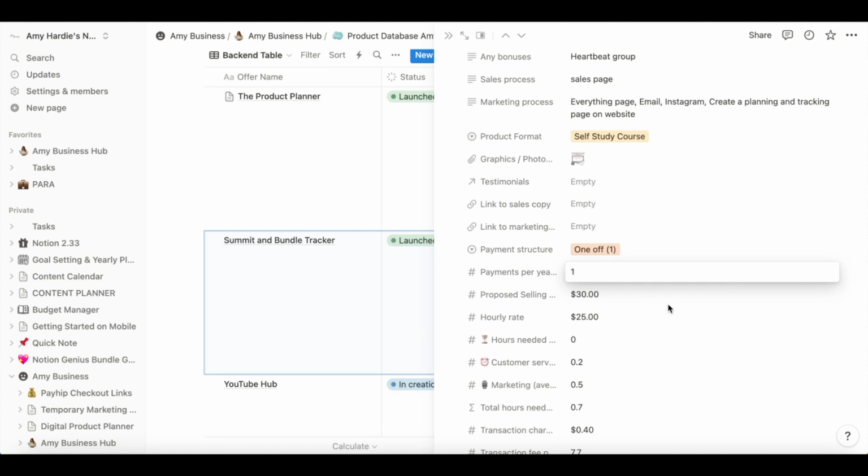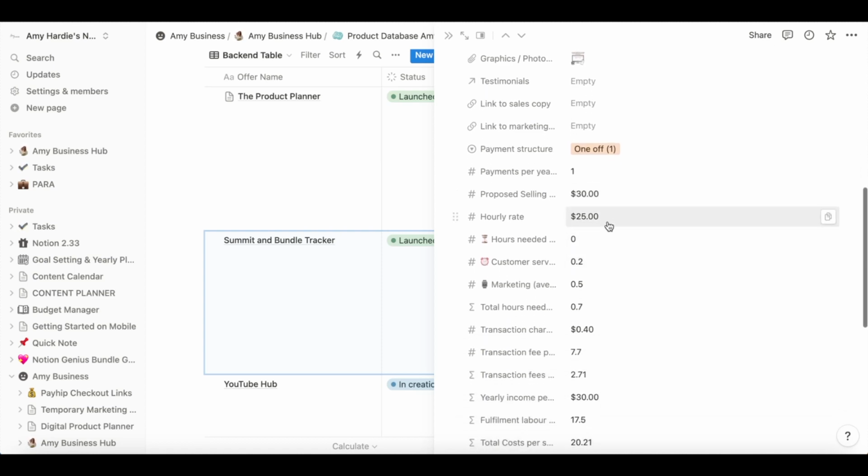So I'll put a 1 in here, and my proposed selling price that kind of felt right when I initially thought of this was $30. Then I want to allocate myself an hourly rate to pay myself. So I've allocated $25 because I'm just at the startup phase of my business, and I feel like that's fine. Anything above that would be profit, but I need to ensure that I'm remembering to pay myself.